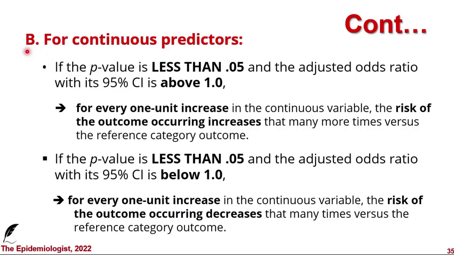For continuous predictors, if the p-value is less than 0.05 and the adjusted odds ratio with its 95% CI is above 1.0, for every 1 unit increase in the continuous variable, the risk of the outcome occurring increases that many times versus the reference category outcome. If the p-value is less than 0.05 and the adjusted odds ratio with its 95% CI is below 1.0, for every 1 unit increase in the continuous variable, the risk of the outcome occurring decreases that many times versus the reference category outcome.